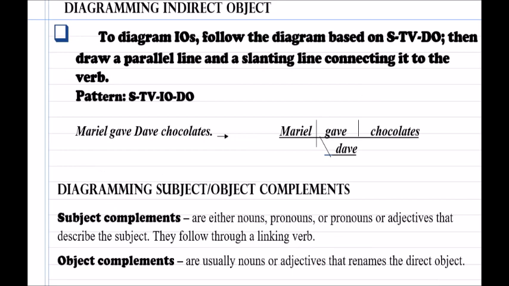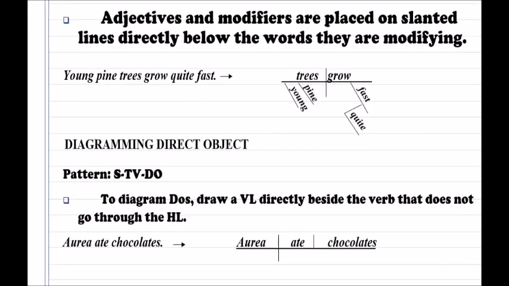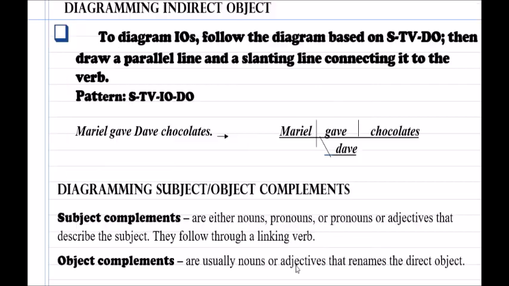Next, diagramming indirect object. To diagram indirect objects, follow the diagram based on STVDO, then draw a parallel line and a slanting line connecting it to the verb. Remember, this is the STVDO diagram. You just have to do this diagramming.